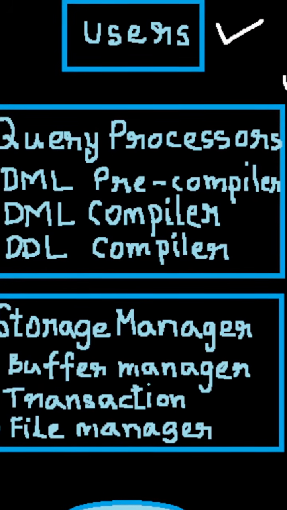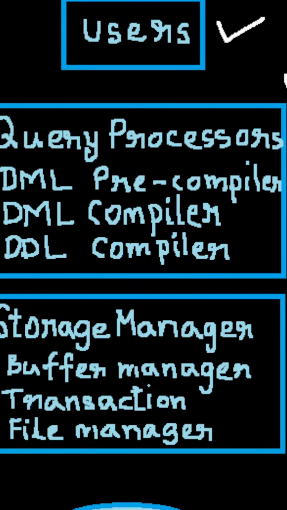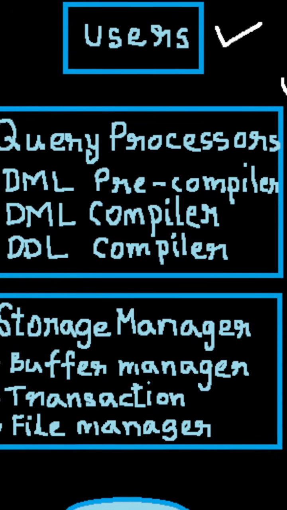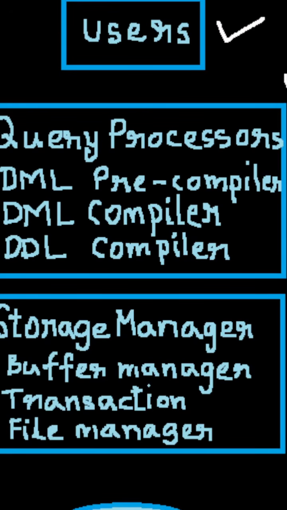The DDL compiler processes commands like create, alter, and drop, and stores the database definitions in a data dictionary. The query evaluation engine executes the query using the selected execution plan.